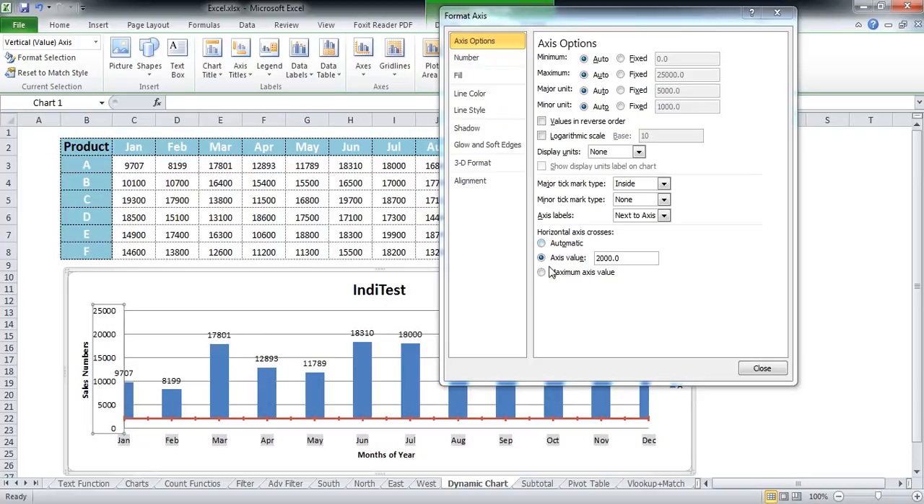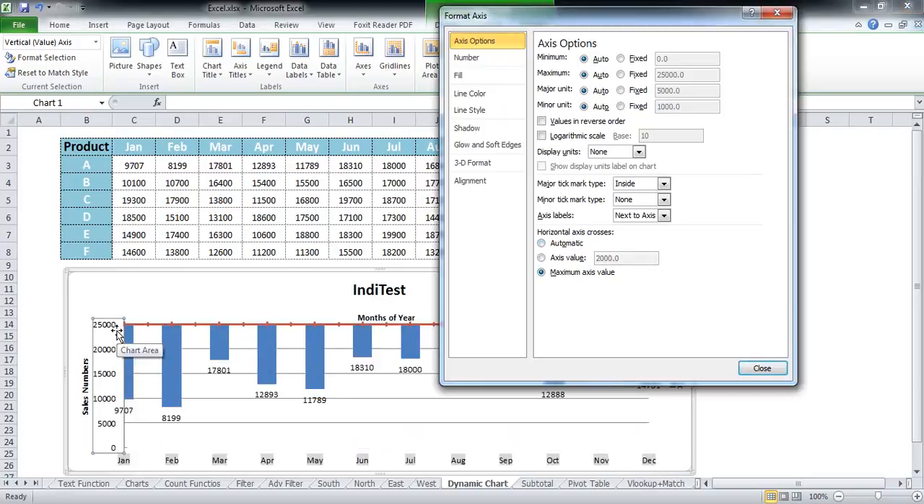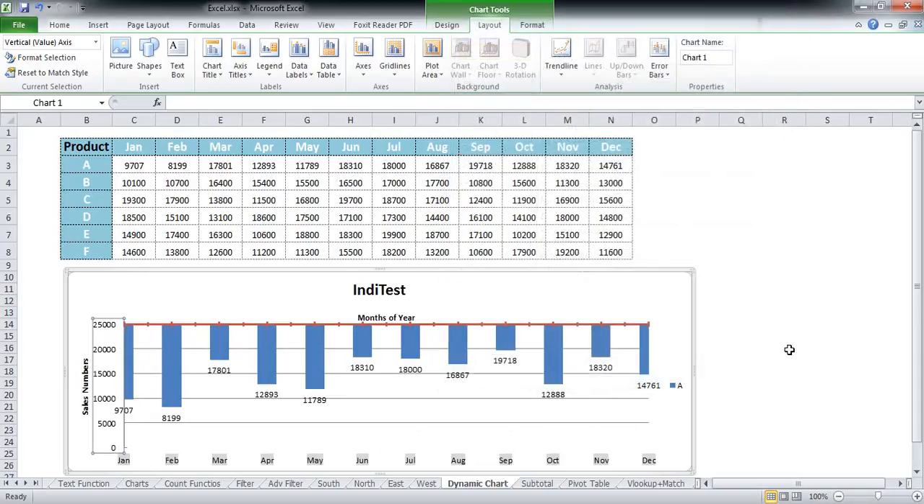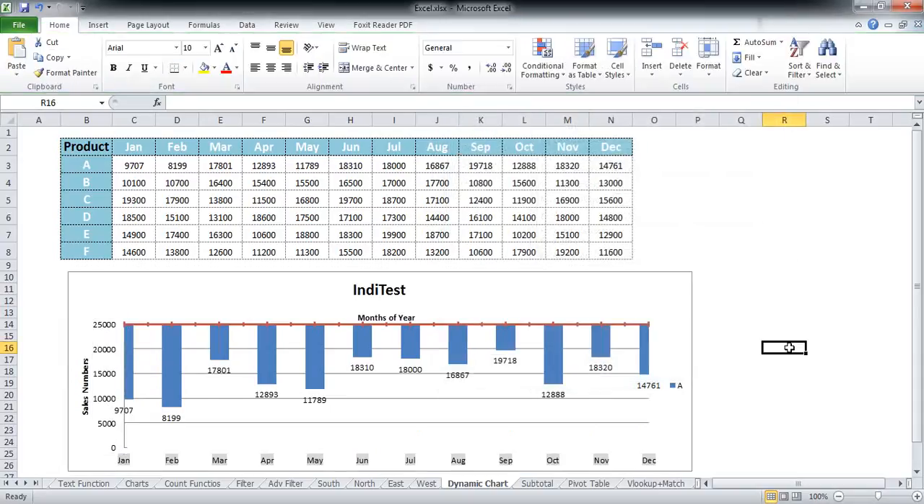And if I want my horizontal axis to cross at the maximum axis value, I can even do that. And you can see the whole chart now reverses in proportion, and the horizontal axis goes upwards and the vertical axis remains the same. So this is all about the vertical axis options available to us in an Excel chart.